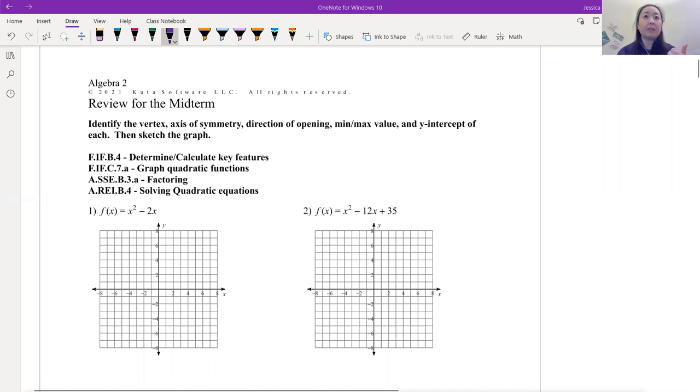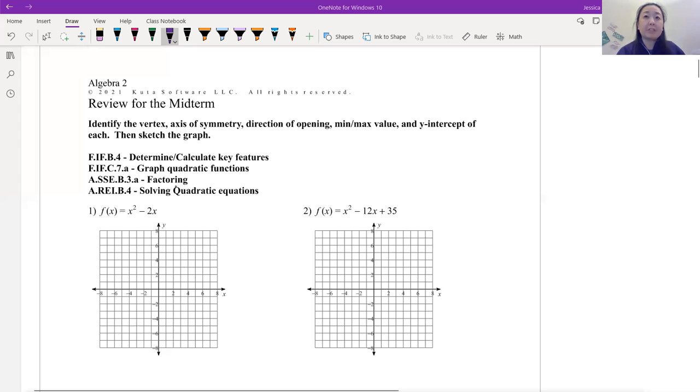Can you determine the vertex, the y-intercept, the roots? Can you figure those out? Key features, right? Is it open up or open down? The AOS, that's another one. Can you graph the quadratic function? Given this equation, you should know how to graph that.